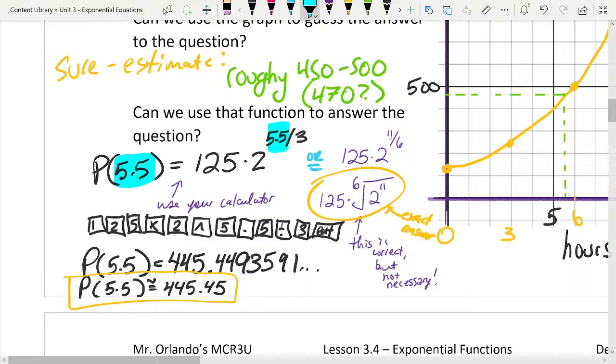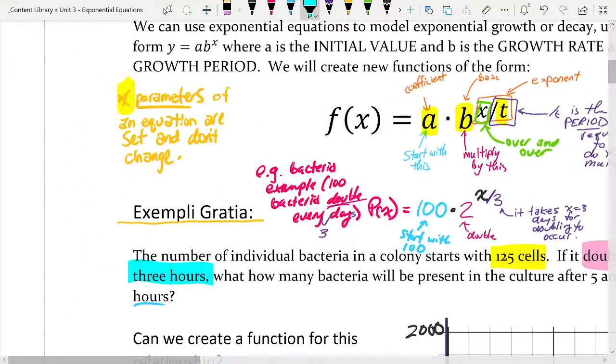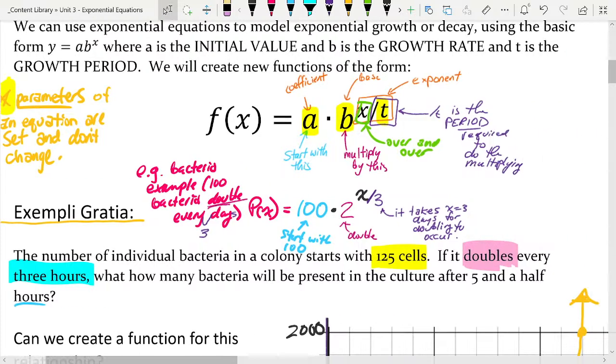So it's got 3 parameters and 1 variable. The parameters are set. And what are the parameters? One parameter is what you start with. One parameter is what you're multiplying by. And one parameter is how long it takes to get to that multiplication.